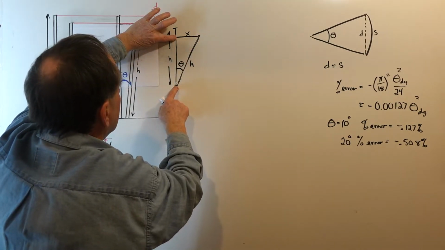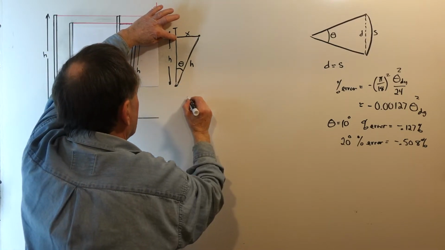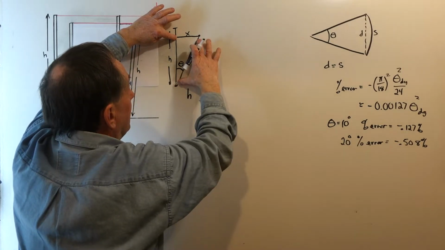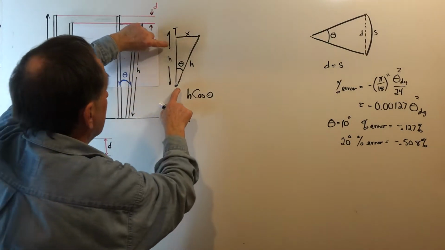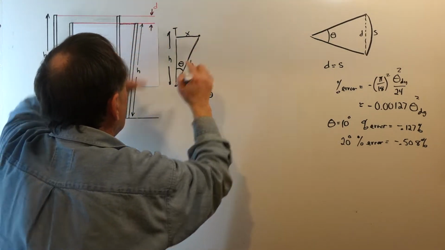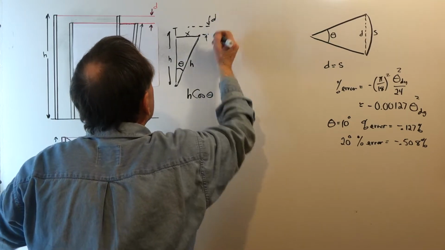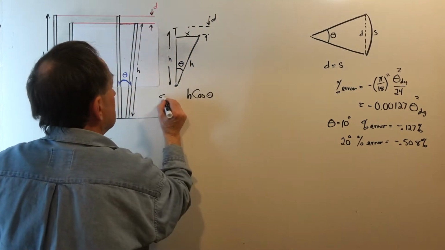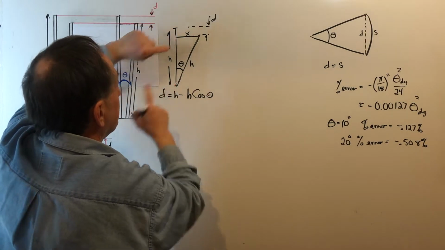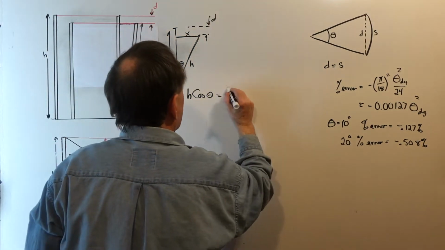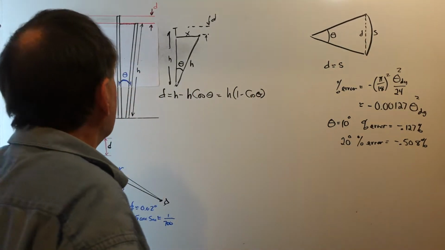This length here, given by trigonometry, is h, the length, the hypotenuse, times the cosine of the tilt angle. That's this length here. Well, the perceived difference in height we call d, so d is h minus h times the cosine of theta. So we could write this as h times 1 minus cosine of theta. Okay, that's one of the relationships.